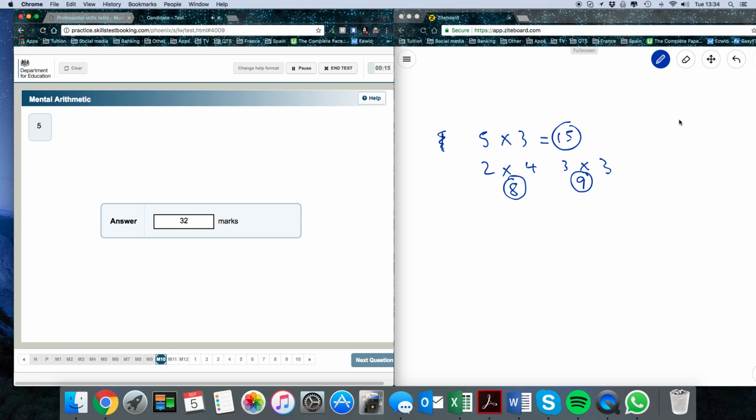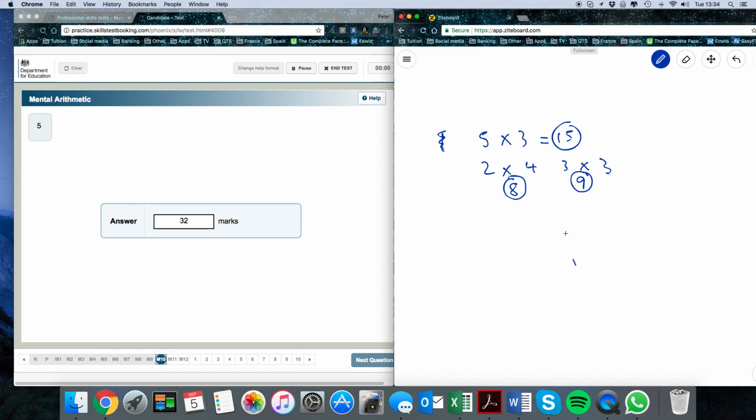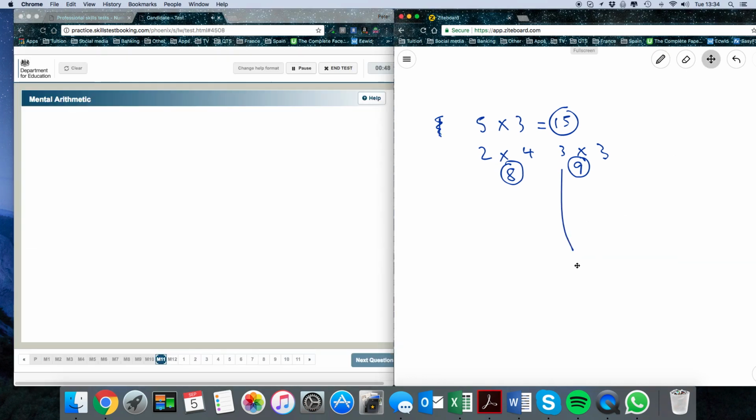Okay, so it's a series of multiplications first. We've got 5 times 3, 2 times 4, 3 times 3, and then those 3 numbers that I've circled, I've added them up. Okay, that's the total number of marks. Question 11.